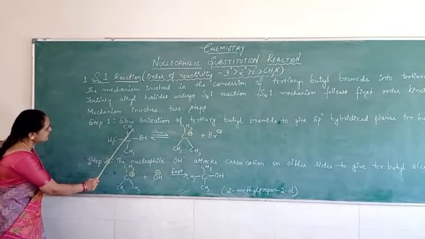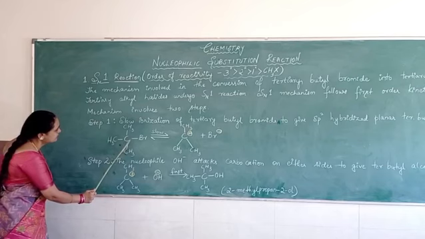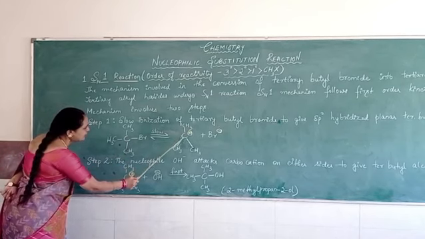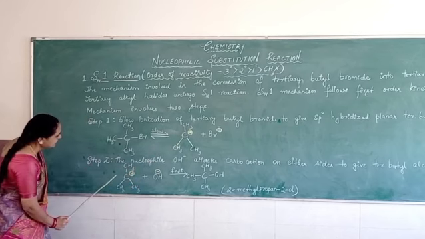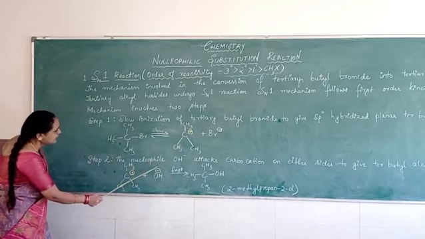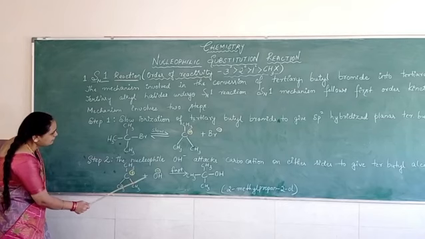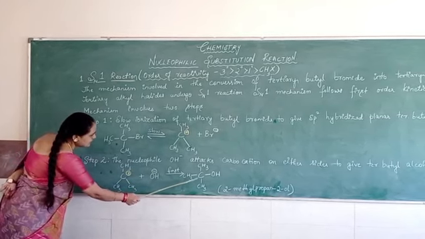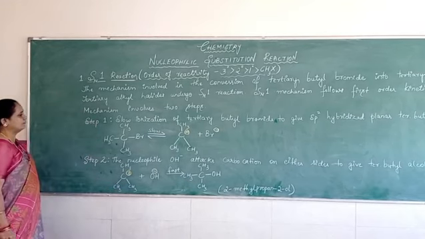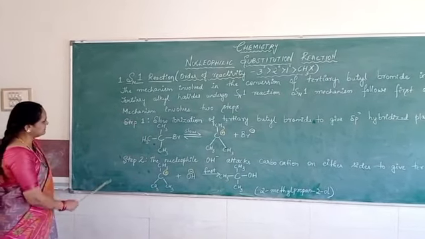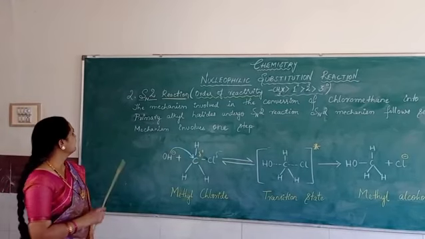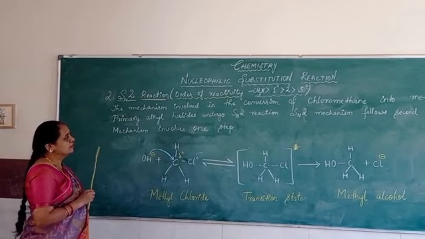Usually, the first step is slow ionization of tertiary butyl bromide to give planar tertiary butyl carbocation. The second step is nucleophilic attack of OH minus to give tertiary butyl alcohol. So this mechanism carries 2 marks. This topic is the SN1 reaction.